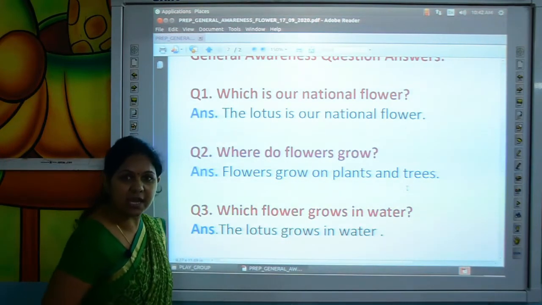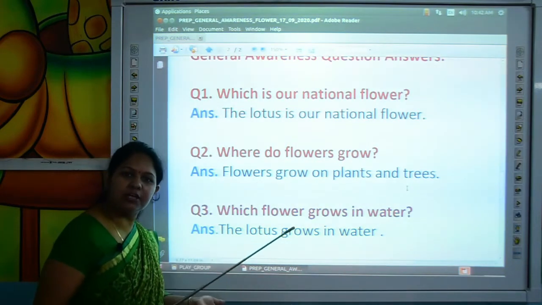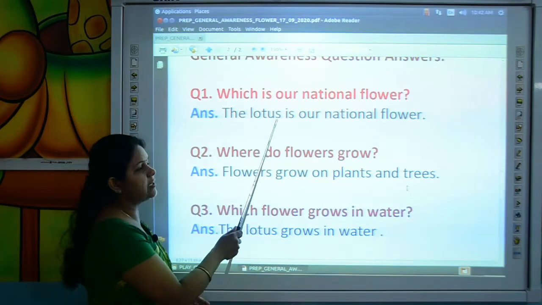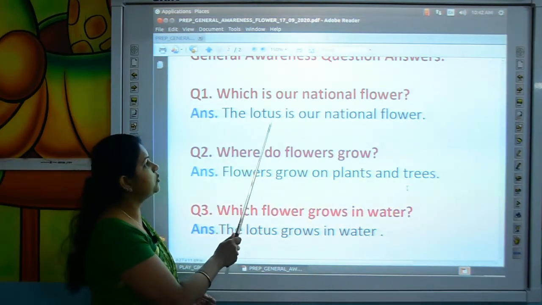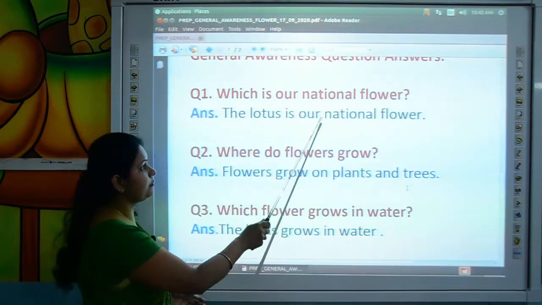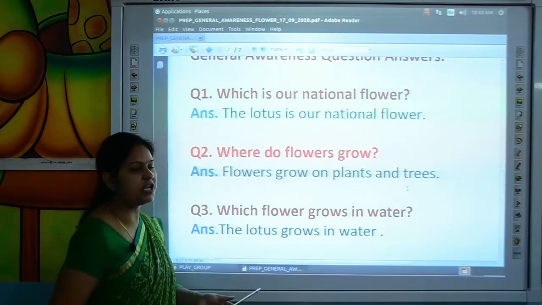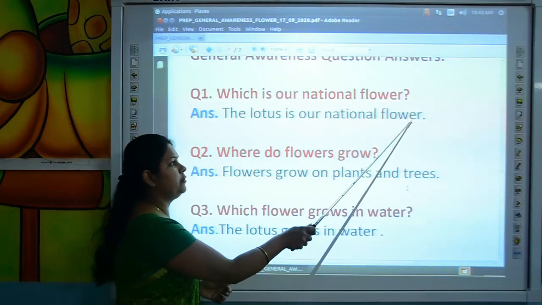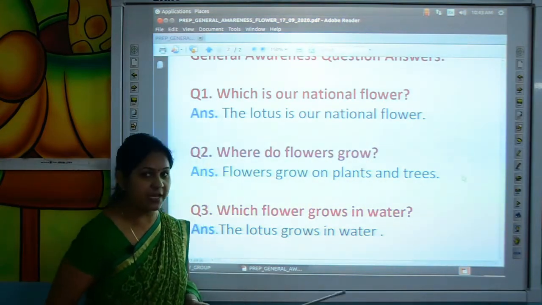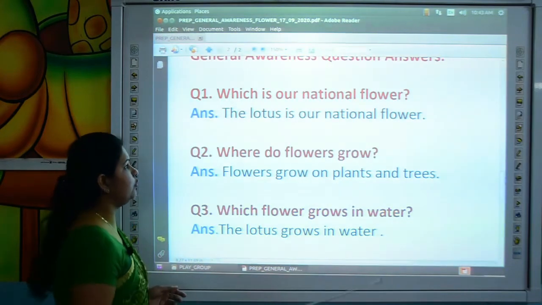Tell me kids, which is our national flower? The lotus. THE, the. LOTUS, lotus. IS, is. OUR, our. NATIONAL, national. FLOWER, flower. The lotus is our national flower. Move to the next.